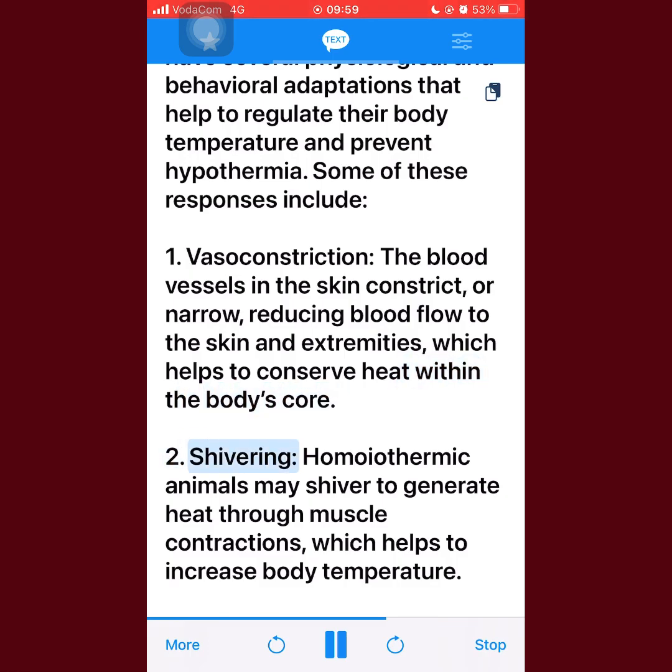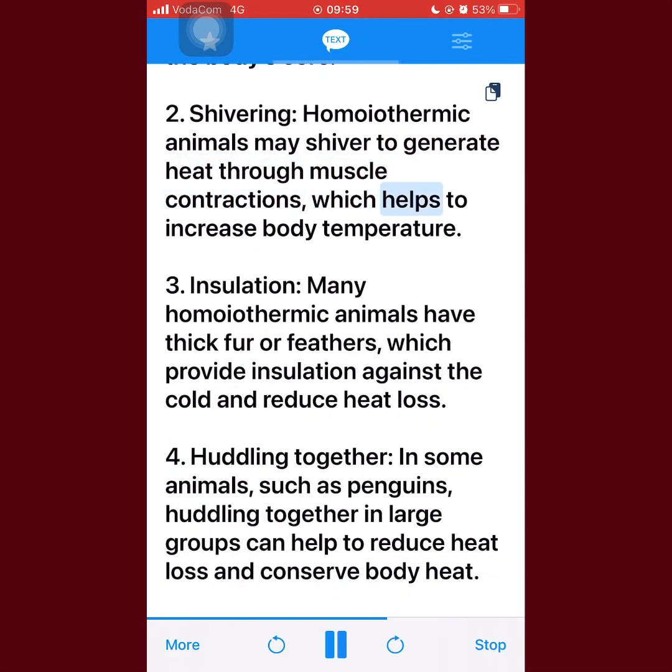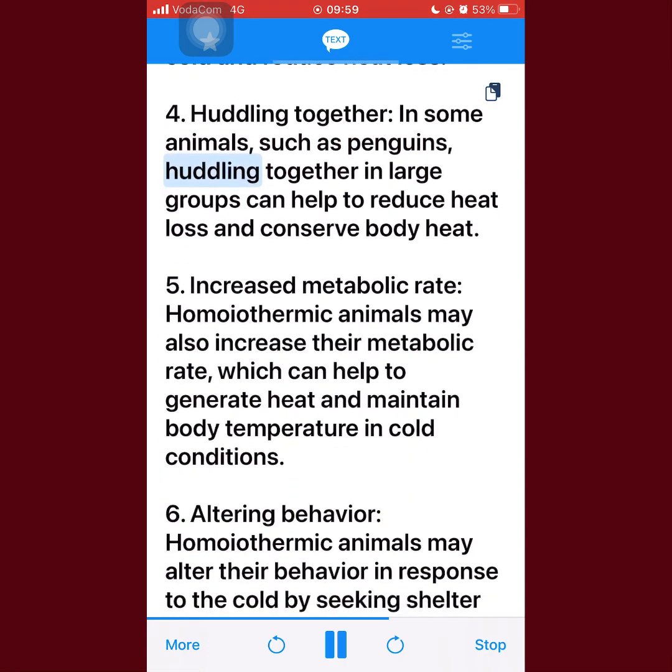2. Shivering: homoeothermic animals may shiver to generate heat through muscle contractions, which helps to increase body temperature. 3. Insulation: many homoeothermic animals have thick fur or feathers, which provide insulation against the cold and reduce heat loss. 4. Huddling together: in some animals, such as penguins, huddling together in large groups can help to reduce heat loss and conserve body heat. 5. Increased metabolic rate: homoeothermic animals may also increase their metabolic rate, which can help to generate heat and maintain body temperature in cold conditions.